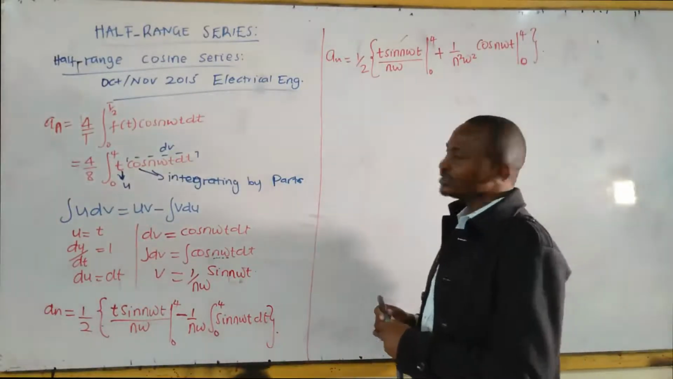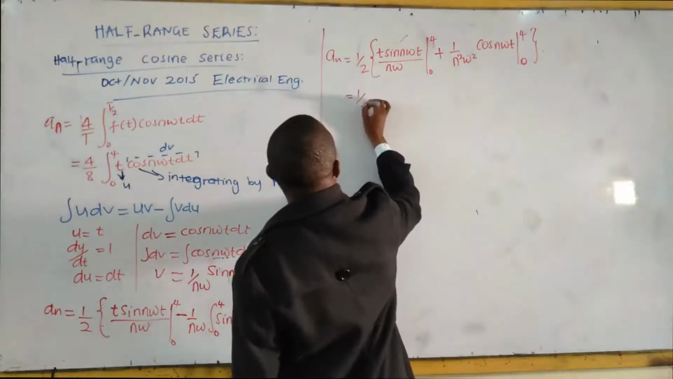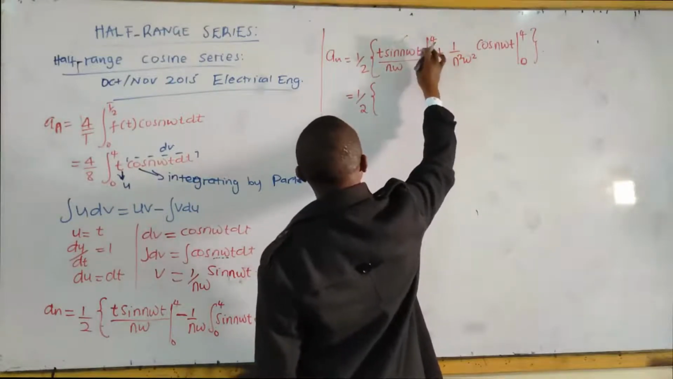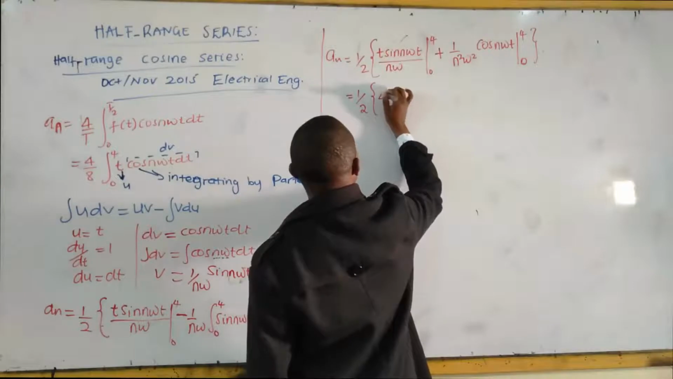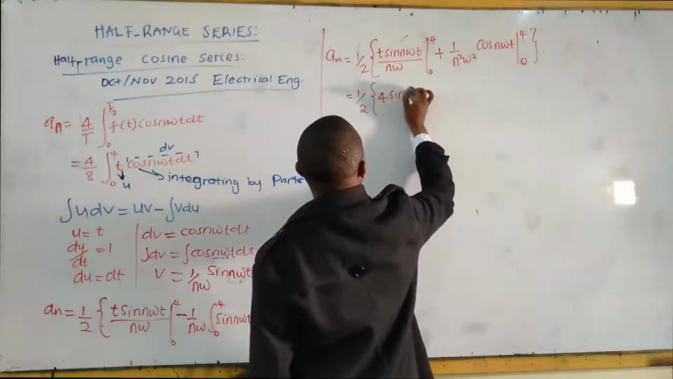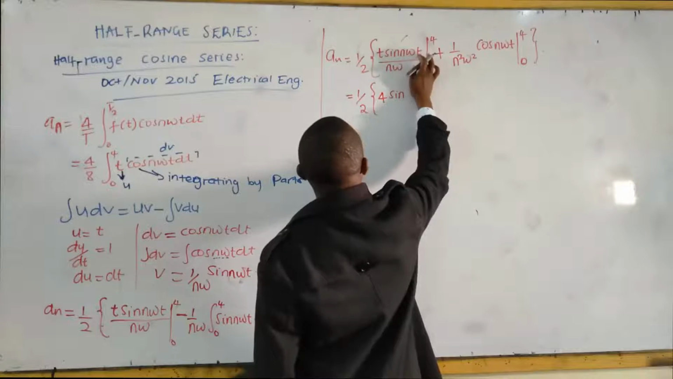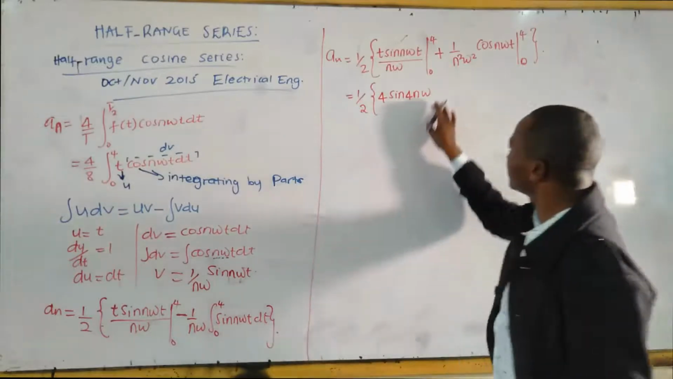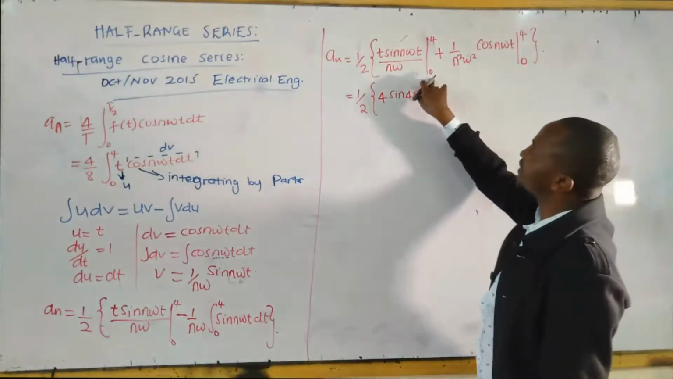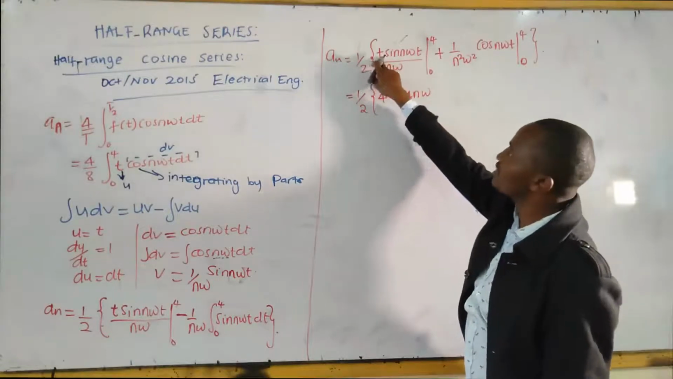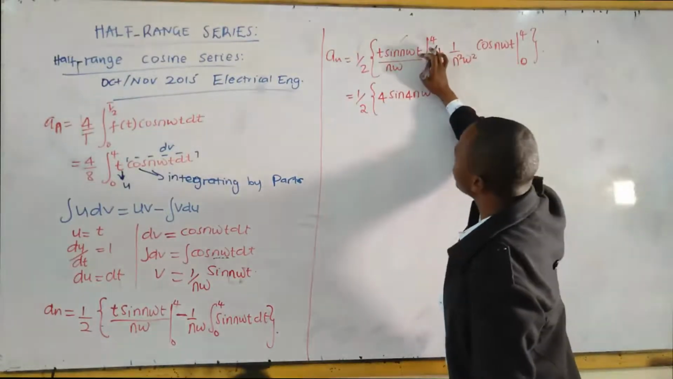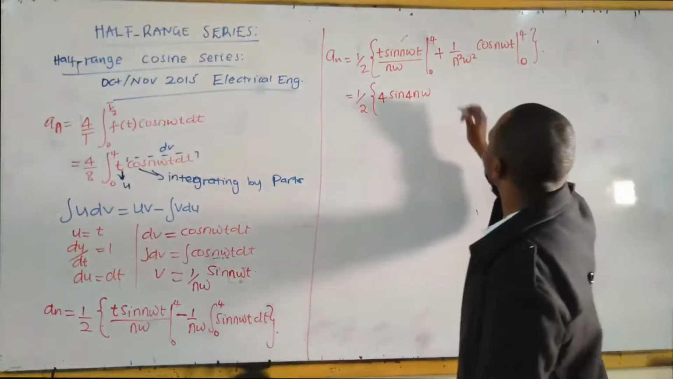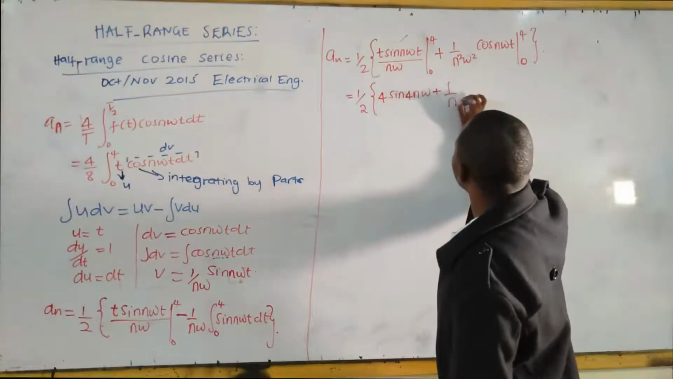So let us apply the limit. It is a half upper limit. Where you have upper limit, wherever you have t, put 4. So it is 4 sine, this is n omega times 4, or simply 4 n omega. Put lower limit where you have t. If you put 0 here, everything will become 0. Again, if you put 0 here, inside sine, everything becomes 0. So we don't proceed with the lower limit, we just continue in the next part.